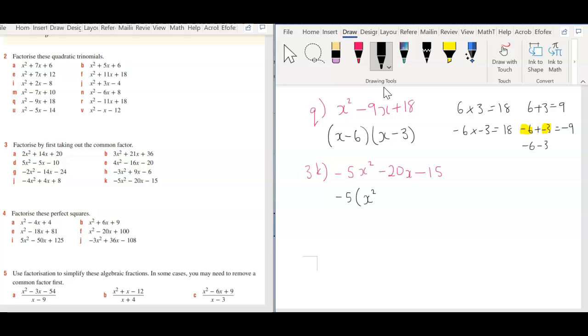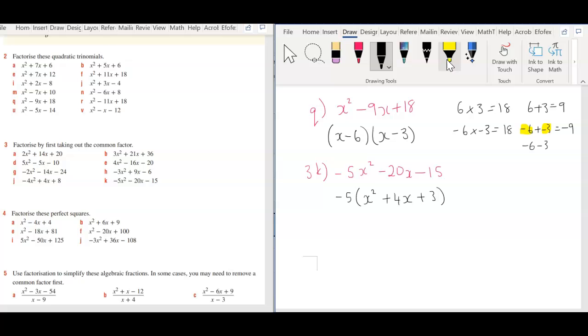So then we're left with x squared plus 4x plus 3. Now just do a quick check, especially if you're a little bit apprehensive with your negatives. So negative 5 times x squared, negative 5x squared, awesome. Negative 5 times 4, negative 20x, negative 5 times 3, negative 15, awesome.